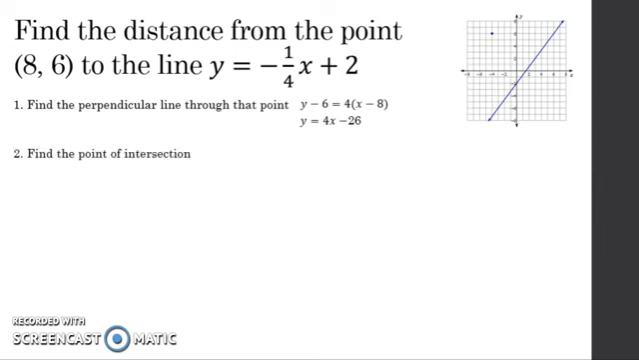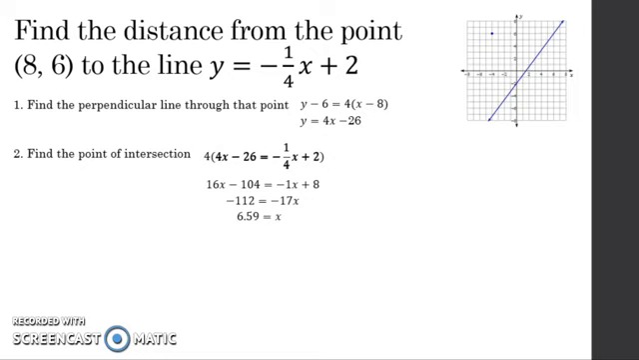We're now going to find the point of intersection by setting 4x minus 26 equal to our original equation, -1/4 x plus 2. Here we're going to multiply by 4 to get rid of the fraction, and we'll get 16x minus 104 equals -1x plus 8. We're going to solve for x by adding x to both sides and adding 104 to both sides, getting 17x equals 112. Dividing by 17, you should get x equals 6.59.